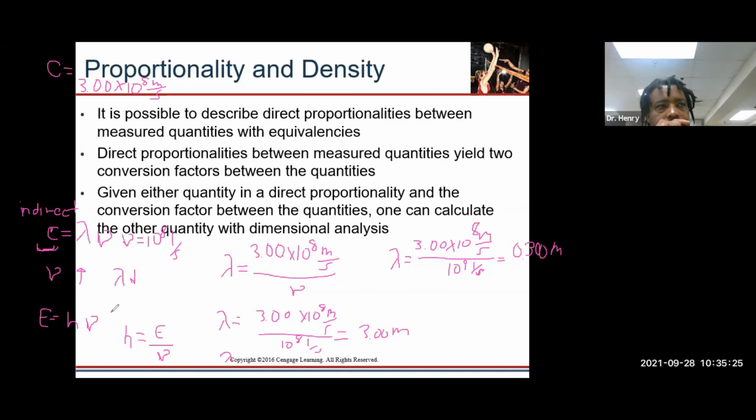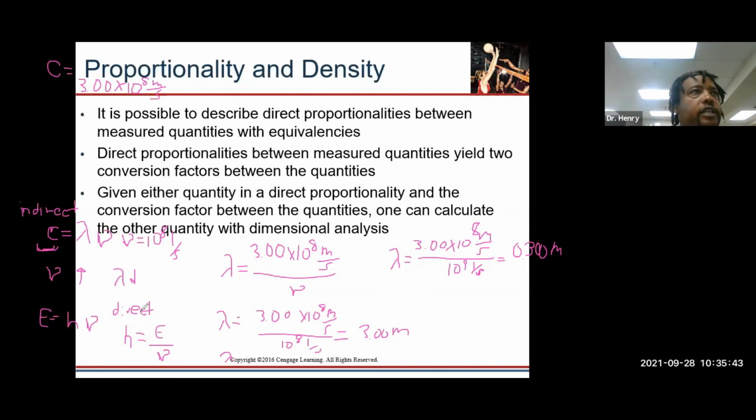And this guy is direct. Okay, direct meaning as one goes up, the other one is going to go up, right? Okay, so now this is going to be important. You're going to see these equations throughout everything, so you need to just sit there and play with it a little bit, right?